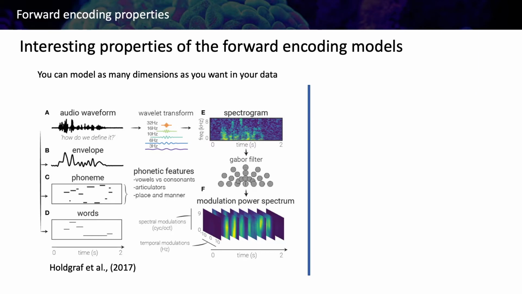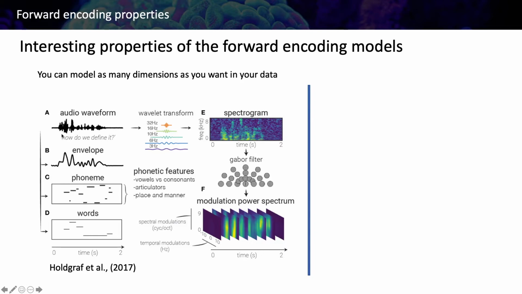Another cool property of forward encoding models is that you can model as many dimensions as you want in your data. This is another example of applying forward encoding models to another type of stimulus, in this case language. Imagine that you have participants listening to a sentence.